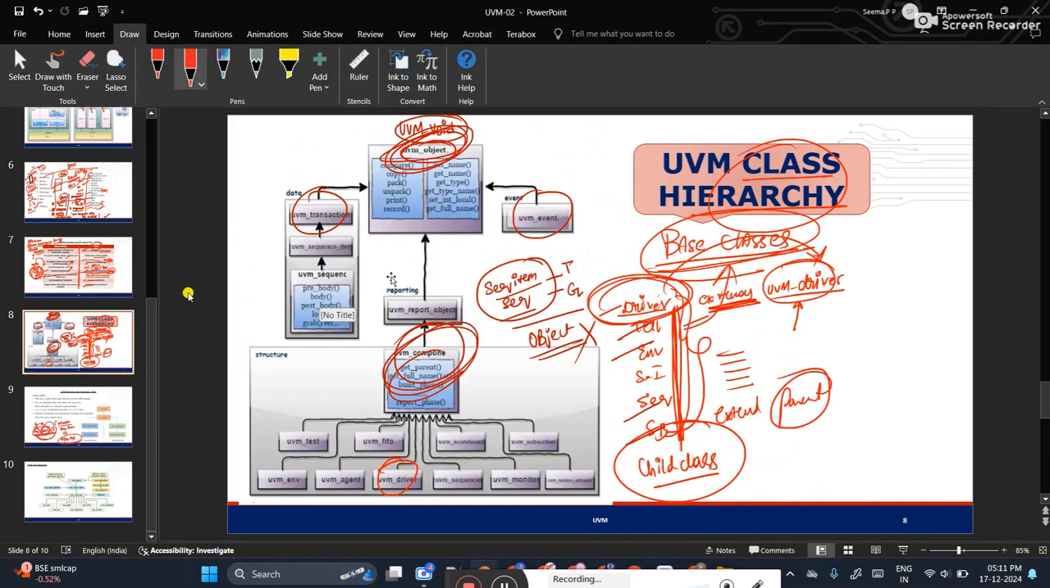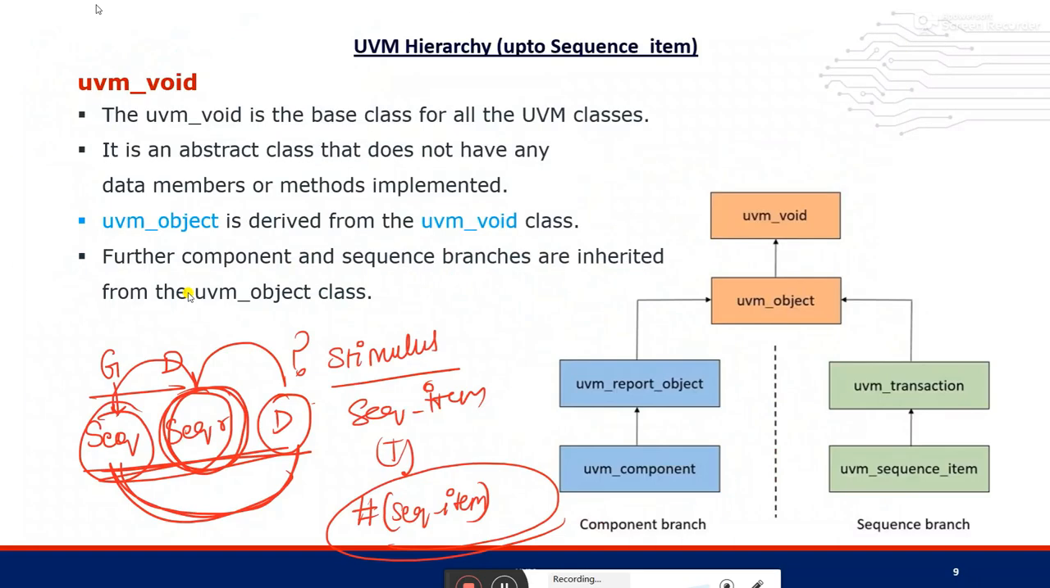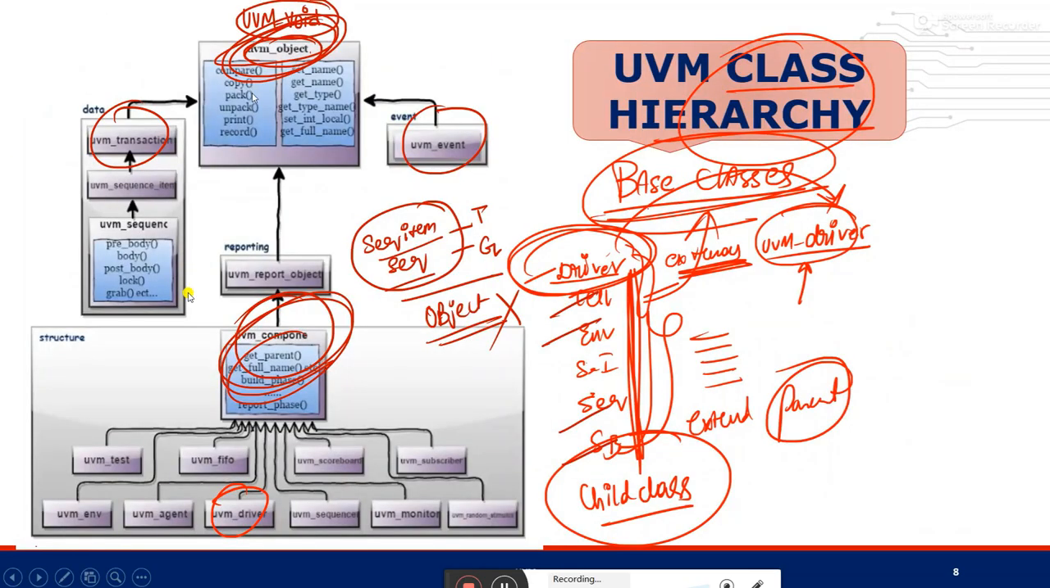One more thing, if you observe this diagram, here you have some methods: copy, clone, compare. That's what I was telling. For example, sequence item is there. Sequence item is an object, correct? Inside the object, all these inbuilt methods are there. If you want to use all these inbuilt methods, you have to do the registration.